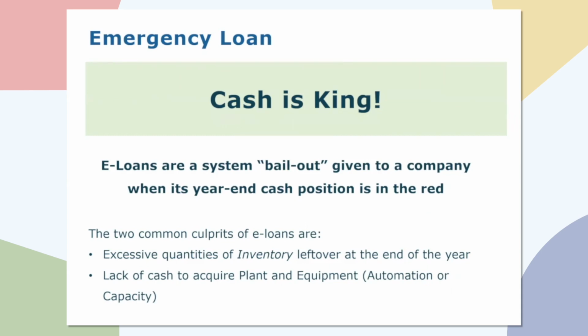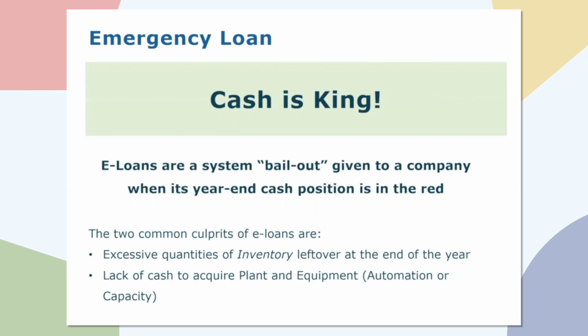The typical two reasons why you incur in this emergency loan are excessive quantities of overproduced units, in other words, a lot of leftover inventory at the end of the year, and also perhaps you invested in some automation to improve your margins. See what I did there? And you also perhaps invested into your capacity, but you didn't borrow any money to buy all of these assets. So what happens to your cash? It goes down, it depletes, it goes negative.